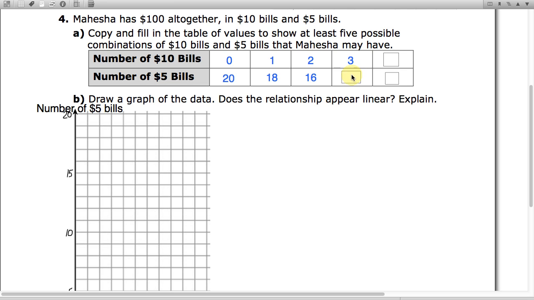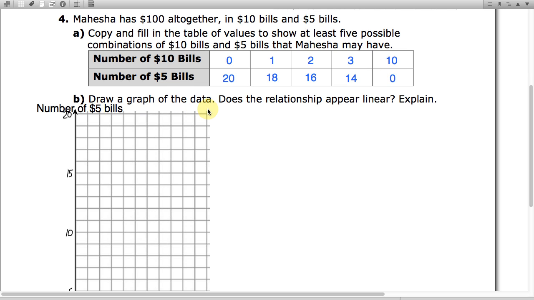With 3 $10 bills is $30. The other $70 divided by 5 gives you 14 $5 bills. And how far along can we go with this? I guess we could go to the point where, what if you had no $5 bills? How many $10 bills would you have to have? And that would be 10. So I've kind of skipped some in-between values here because we only had room to do 5 possible combinations here.